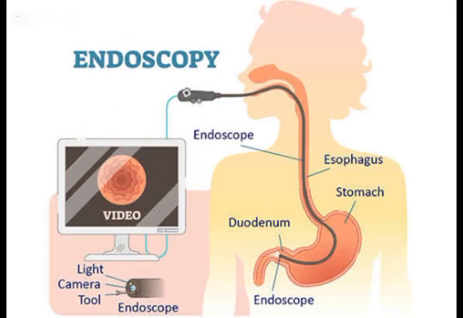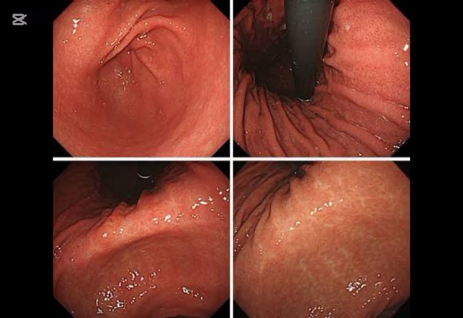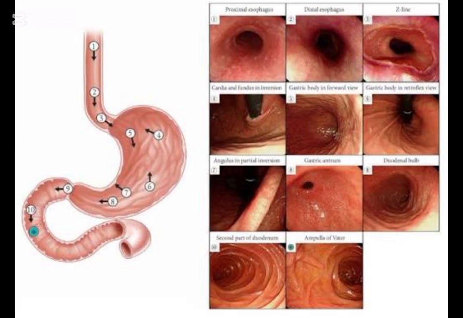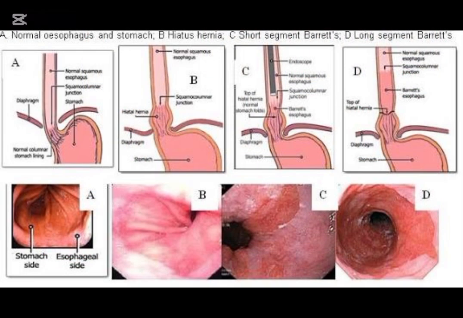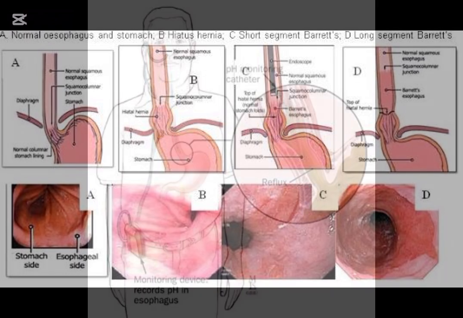The first line investigation is upper GI endoscopy. It helps exclude mucosal lesions in dysphagia, detects erosions and ulcers, and identifies Barrett's esophagus, a columnar metaplasia of the esophageal epithelium that can progress to dysplasia and eventually adenocarcinoma. Most Barrett's cases are asymptomatic, so a normal endoscopy doesn't exclude GERD.